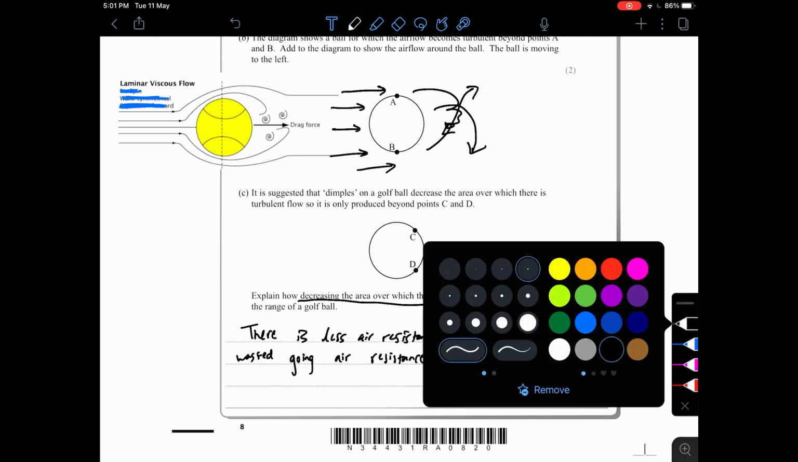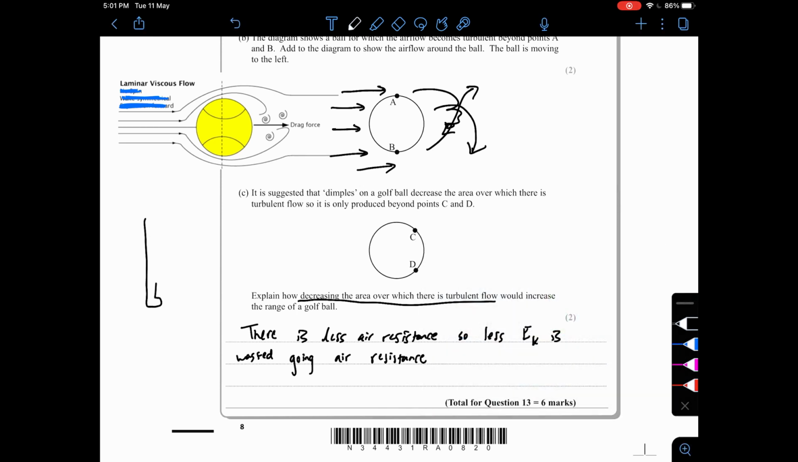Now, what does that mean? If I have a golf club and I have this ball over here, if it had no dimples, it's going to travel only this much. If it had dimples, it's going to travel much further. This is dimples, this is no dimples. That's because if there are dimples, there's less turbulent flow, so the golf ball can travel much further, so that increases the range. At the end, it's always nice to say less EK is wasted going against air resistance. So this increases the range of the golf ball.